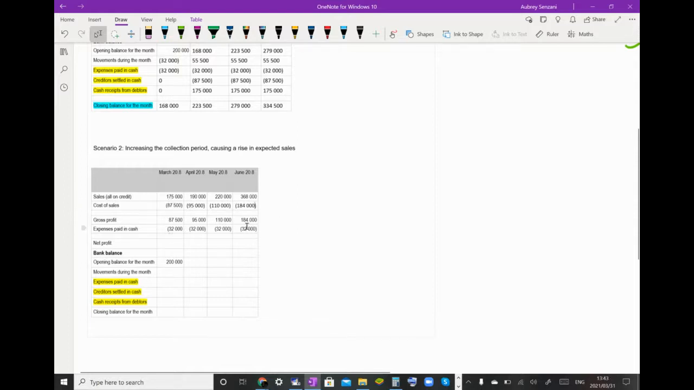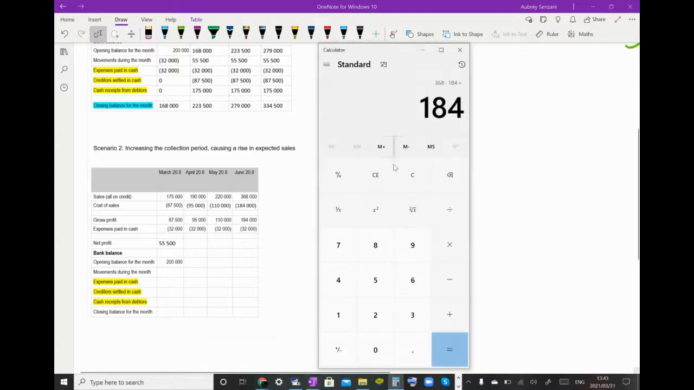Then we have expenses paid in cash. That didn't change, they've kept it the same. Our net profit is obviously going to change. Here we know it's going to be 55,500, because that's what we were getting last time. Right, actually, we can just do this now. Let's just knock out this net profit.